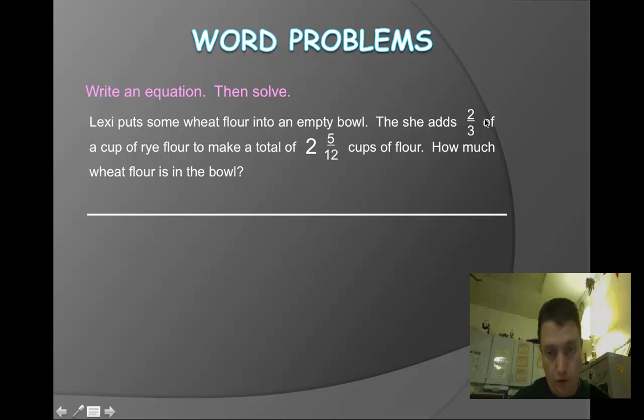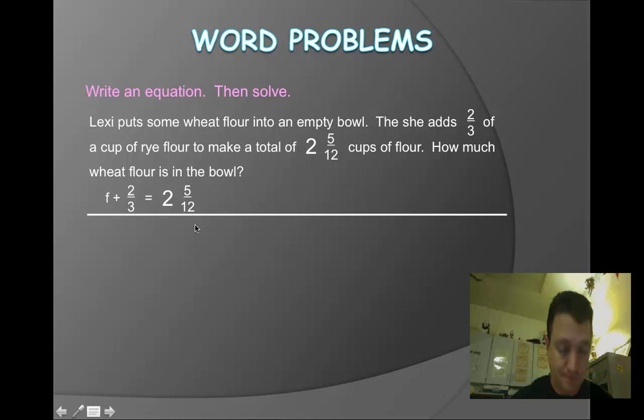I also know that 2/3 of a cup is the rye flour. So that must mean the rest is the wheat flour. So how am I going to figure that out? Well, from an equation standpoint, I know that whatever the wheat flour is plus 2/3 is going to equal 2 5/12. From a problem-solving standpoint, I'm going to need to subtract, because I can just take this amount away from this amount to figure out what the wheat flour is. So I can take the rye flour away from all the flour to figure out the wheat flour.